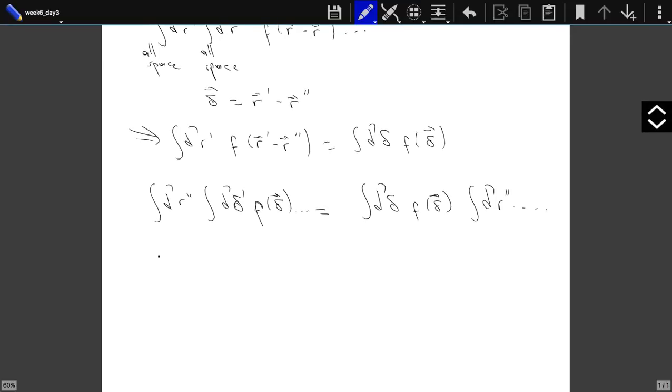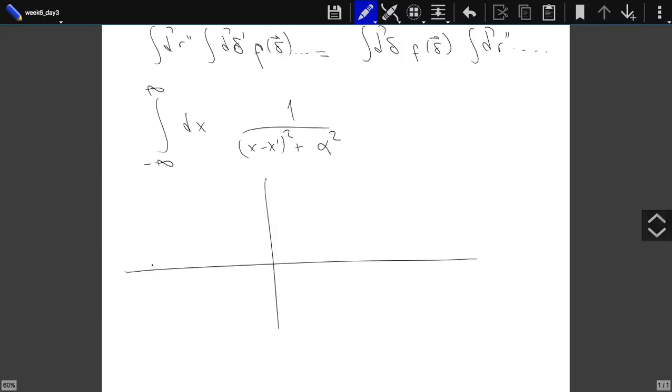Look at this example: the integral dx of 1 over x minus x prime squared plus some constant alpha squared, from minus infinity to infinity. It looks as if it depends on x prime. So what is this integral? We have such a function. This is the location of x prime. This is the total area below this curve. But here, x prime is a constant.